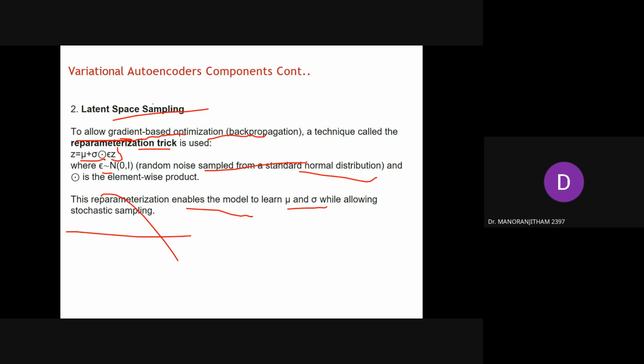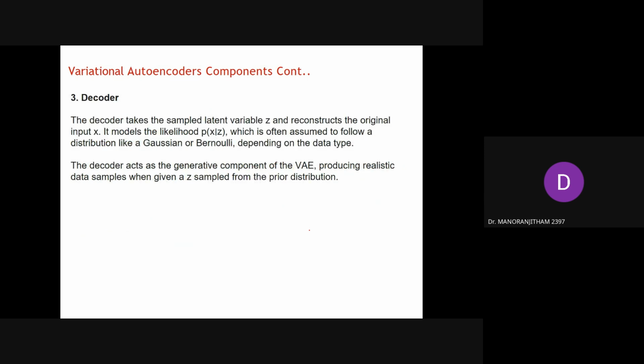The purpose of this latent space sampling, where we are doing this reparameterization trick, is so that we can learn these parameters mu and sigma, so that we can reduce the loss, right? So these are the parts of the encoder.